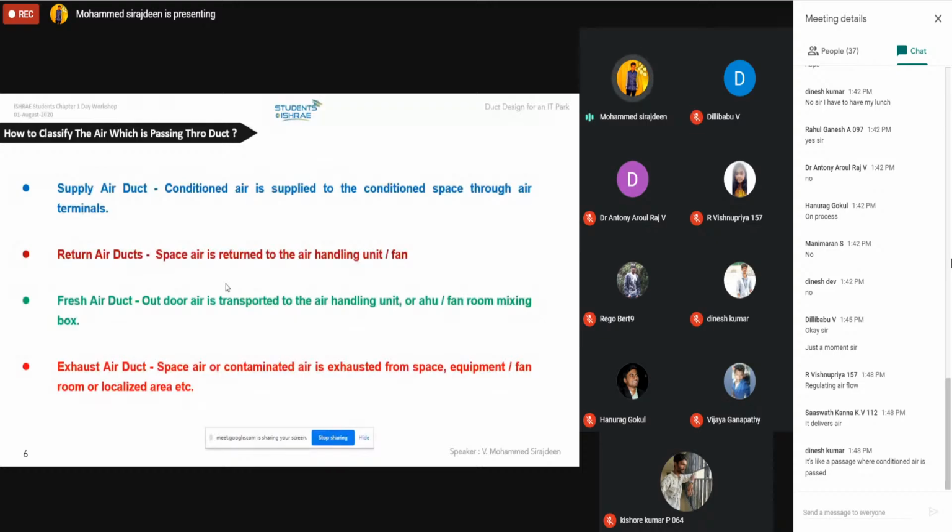Then the exhaust air duct. Where is an exhaust air duct used? In our case, there are toilets. While designing for an IT building, we should not only focus on air conditioning, we should also focus on ventilation. What is ventilation? We want to supply fresh air to a room, a toilet, a process room, a battery room, or an electrical room. Then we need to exhaust the same amount we are supplying to the ambient. That is called an exhaust air duct. So these kinds of ducts are there: supply air duct, return air duct, fresh air duct, and exhaust air duct. Even some countries use makeup air duct instead of fresh air duct.